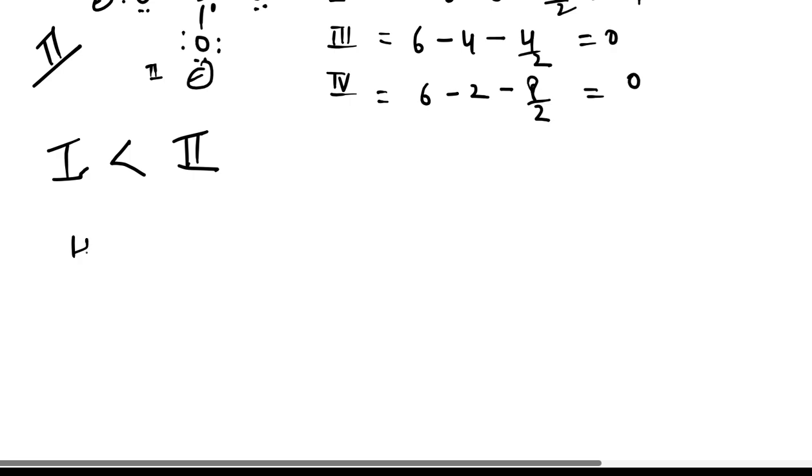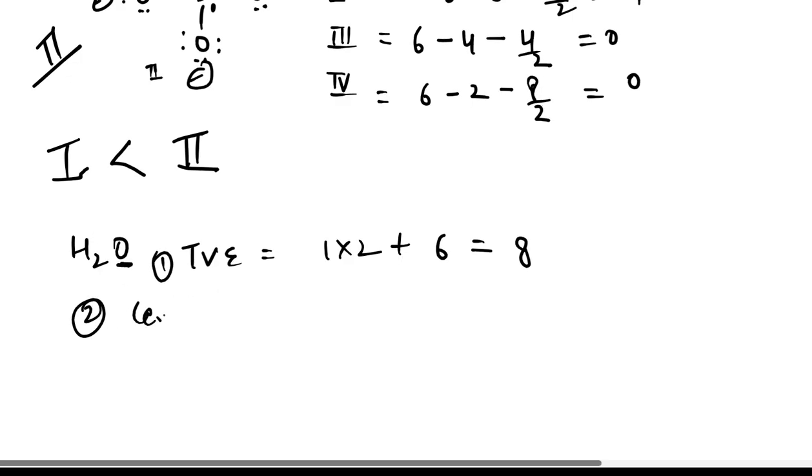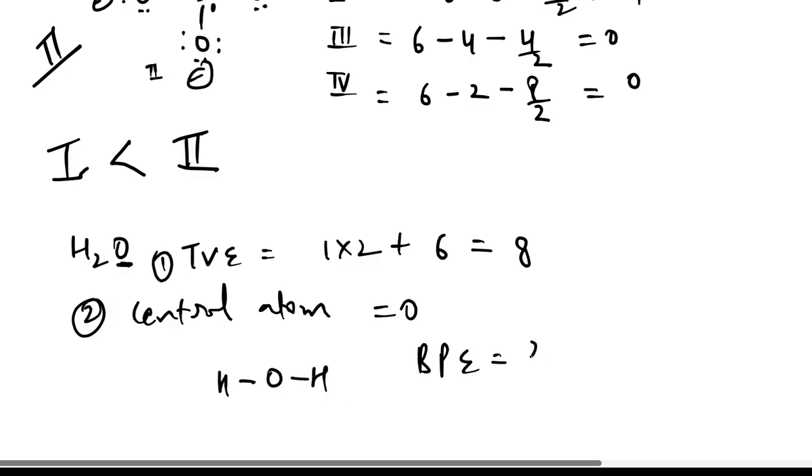I'll compare water and hydronium ion. In case of water, total valence electrons would be 1 into 2 plus 6, that is 8, right? That is the first step. Second step, central atom. In this case, the central atom is oxygen. So I'll just attach it with hydrogen. So bond pair electrons are 2 into 2, that is 4.